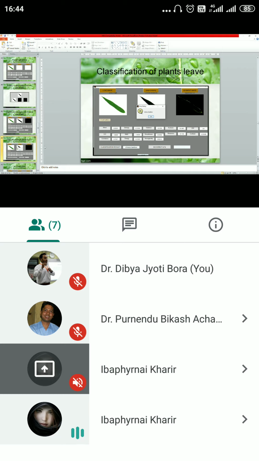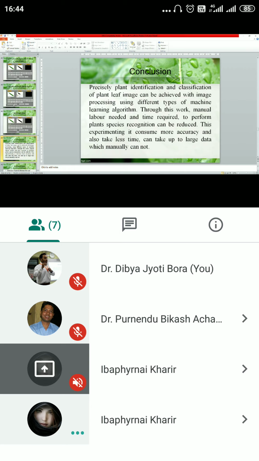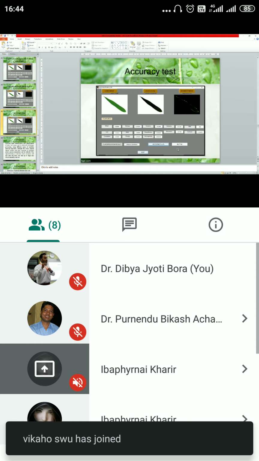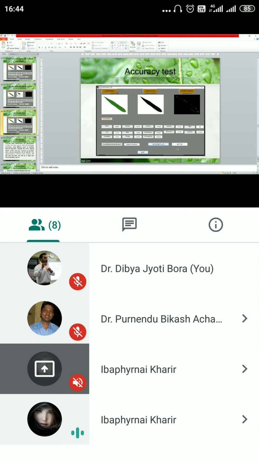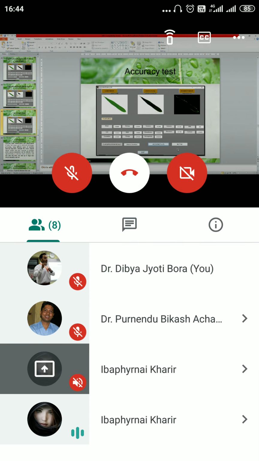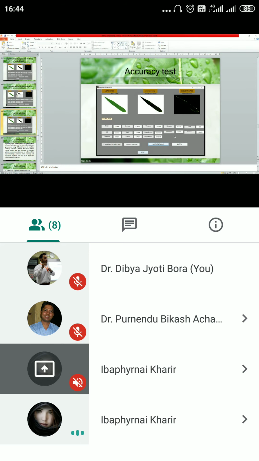The classification: this image is a Chinese bamboo, and it is being classified. And we can also check for accuracy. The accuracy of this is 96.77%. So in our project, our accuracy ranges from 90% to 98%, and for this image the accuracy is 96%.